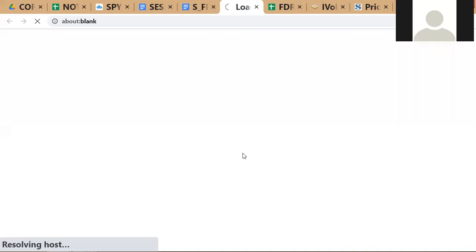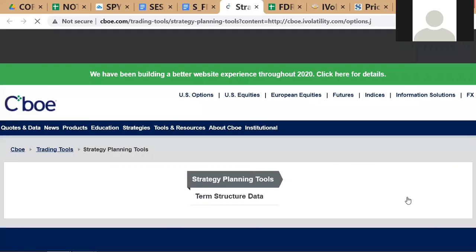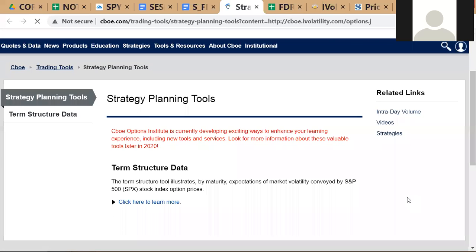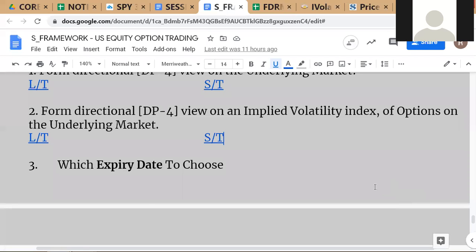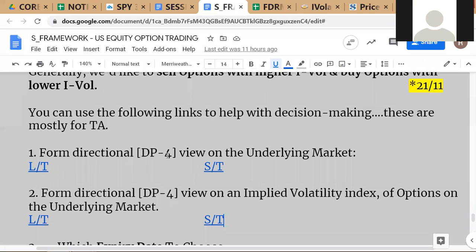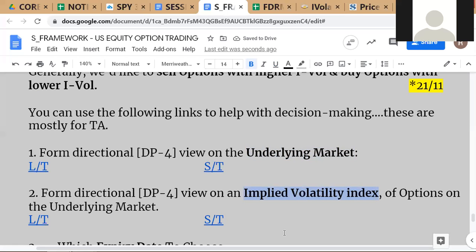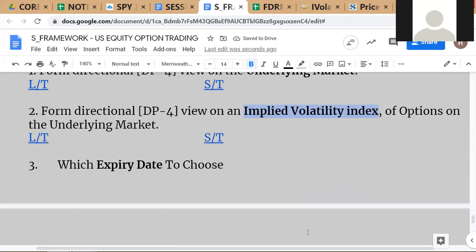I don't know if this still works. I think this link is not working anymore. They have put it on hold for a while. Yeah, this is actually not working, but you can use this chart. So you can use this chart, and I'm just giving you some links to form the directional view on the underlying market and the directional view on the implied vol index. Okay? So these are the ones that you're focusing on. You're already used to this part from your previous project. Okay, so it's options on the underlying market, and then you have to do these four.